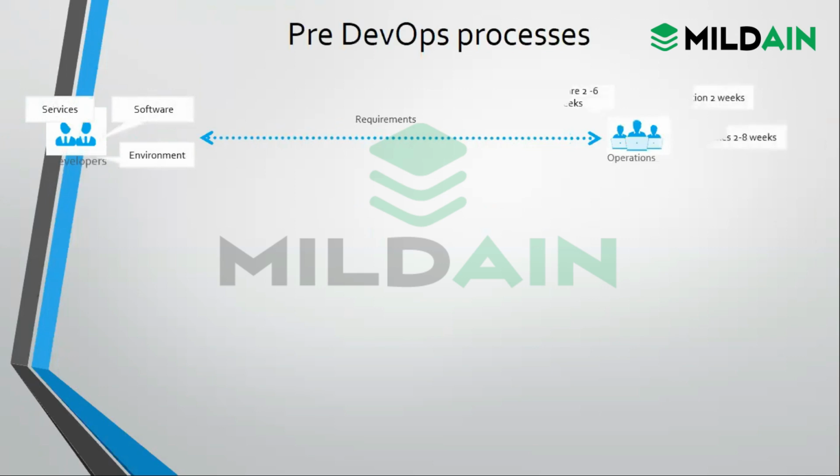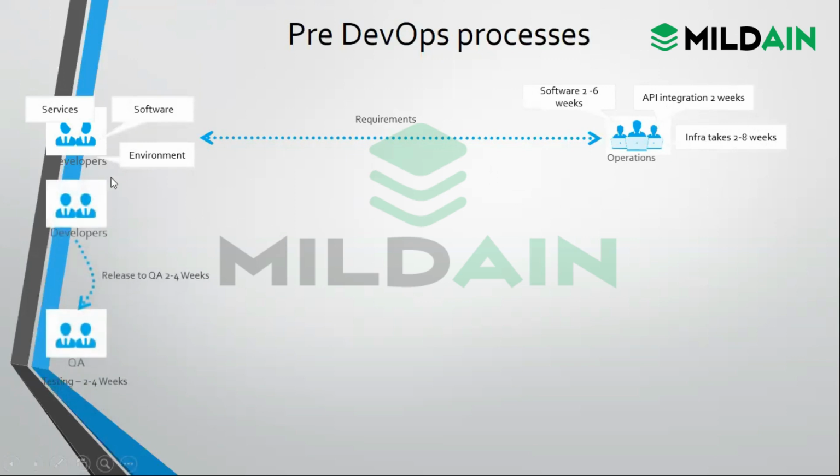Even in this, the software is taking 2 to 6 weeks, API integration 2 weeks, infra takes 2 to 8 weeks. So it was taking too much time if you see here. Service software development takes 2 to 6 weeks, and deploying software takes 2 to 3 weeks. API integration takes 2 weeks, and infra takes 2 to 8 weeks. So this was taking too much time.